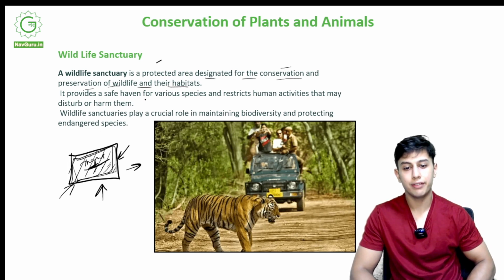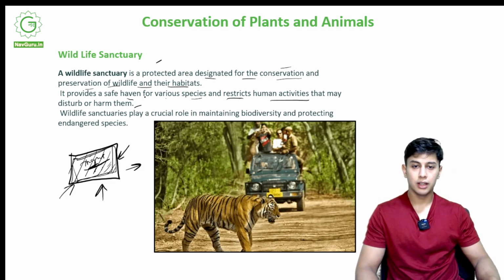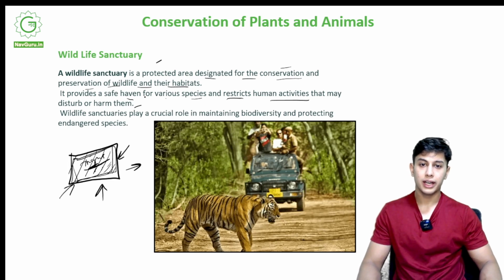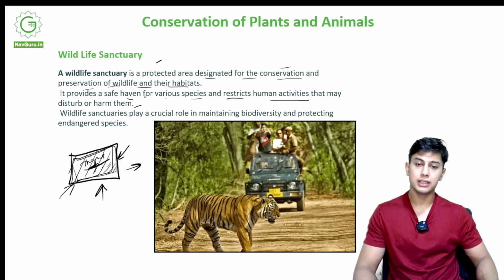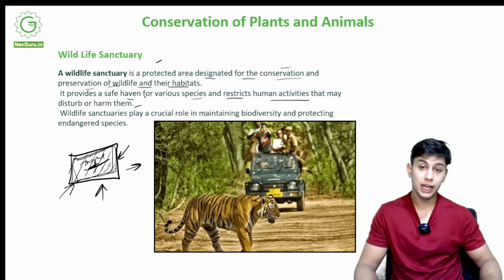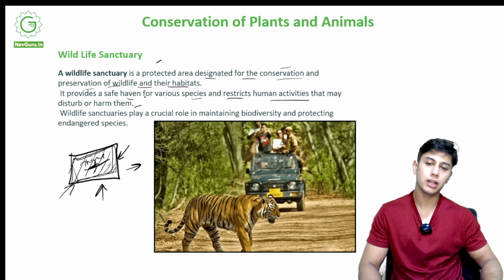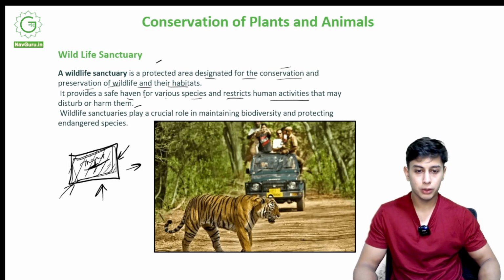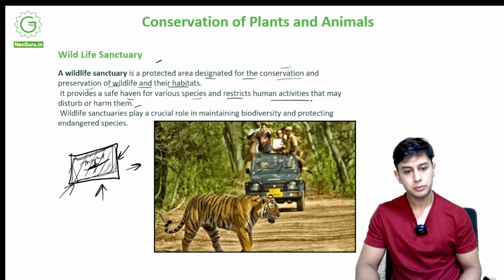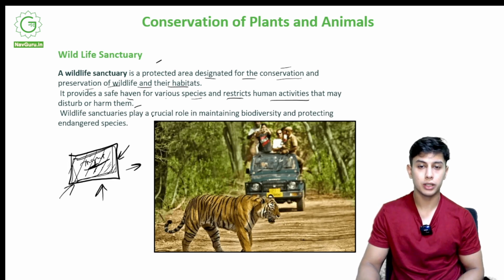It provides a safe haven for various species and restricts human activities that may disturb or harm them. So all those activities that humans do that harm the animals, like hunting, taking their natural habitat, cutting trees, taking away their food. If I take away the food that you eat, you will die out. So for example, if I know that tigers hunt goats, if I take away goats from that area, tigers will not be able to survive. So this is why we make a wildlife sanctuary, so that there are no humans to hurt them.